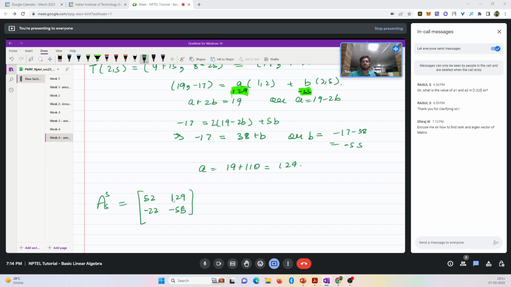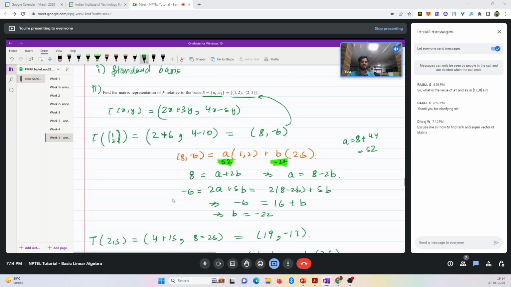And one thing that I want to mention is that it is not necessary that, let's say if it is a map from R2 to R2, then you take the same basis on both sides. You can take any basis of your choice on any side, but it is always recommended that you take a standard basis for easier calculation.